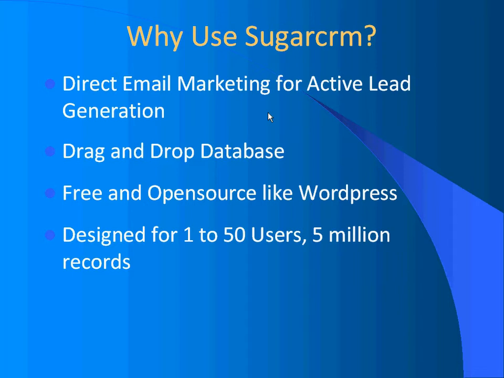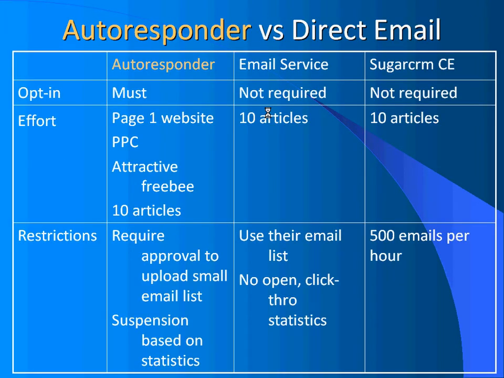Now, because I understand Zainer said that some of you are confused as to what's the difference between Sugar CRM and autoresponder, we will do a direct comparison. If you want to do email marketing, there are 3 platforms you can look at. First one is, of course, autoresponder. Second one is email service, also called bulk email service. And thirdly, you can use Sugar CRM.